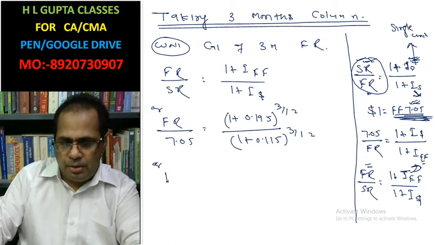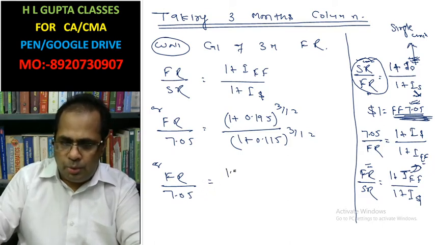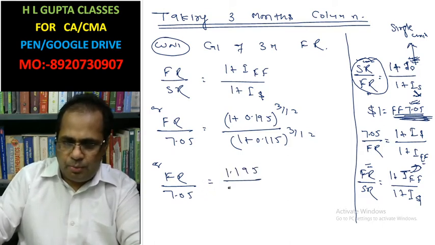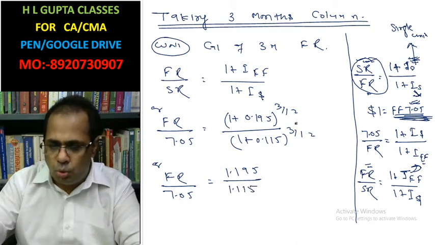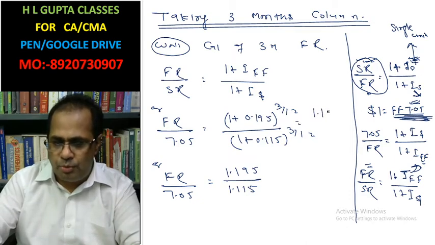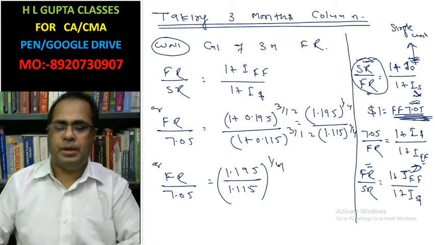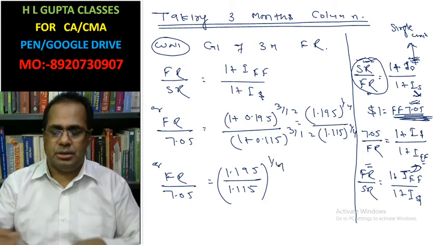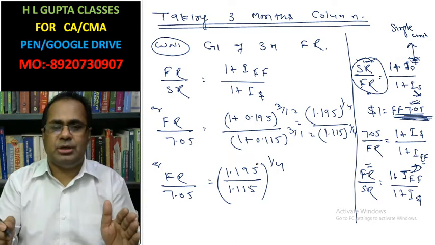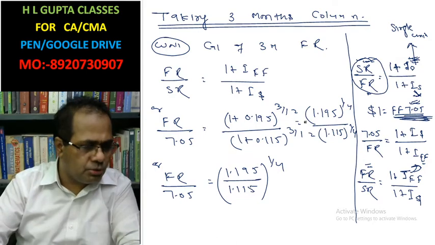Forward rate upon 7.05, 1.195 divided by 1.115, whole to the power 1 upon 4. Similarly 1.115 to the power 1 upon 4. How will you calculate the value of this? This you will calculate by using 2 times root.